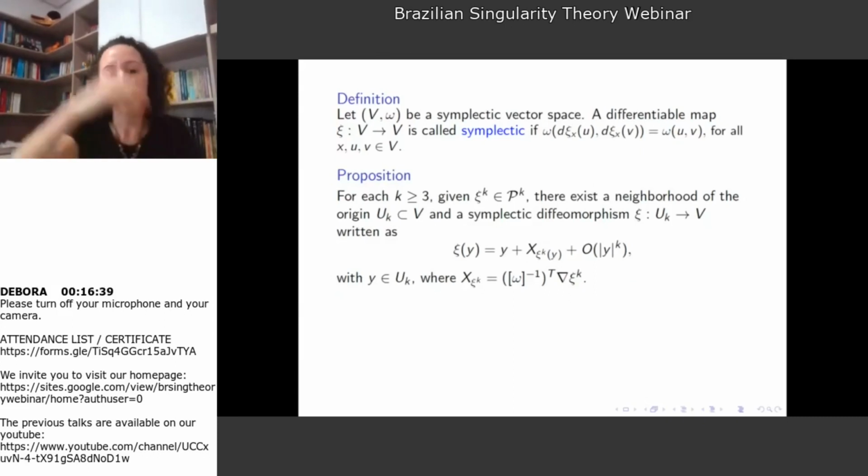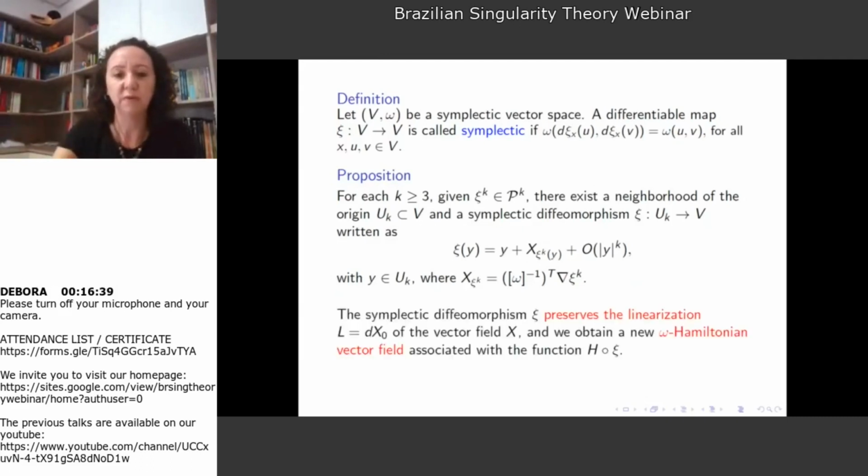A normal form that we obtained before is also a Hamiltonian vector field. So the symplectic diffeomorphism preserves the linearization of the vector field, and we obtain a new Hamiltonian vector field associated with a new function. That's the composition of H with this diffeomorphism.